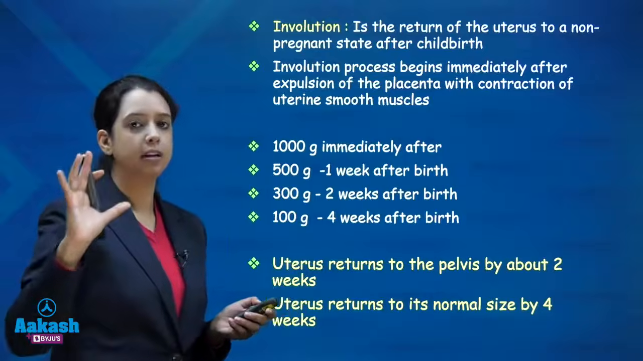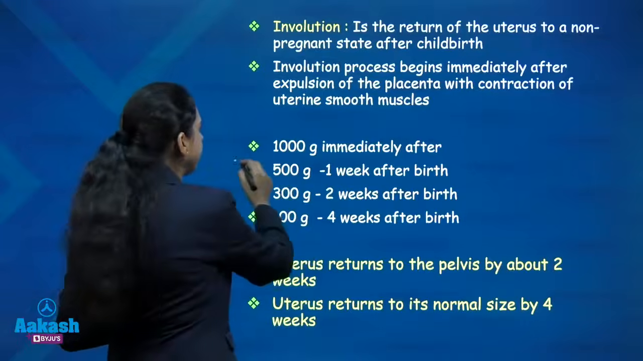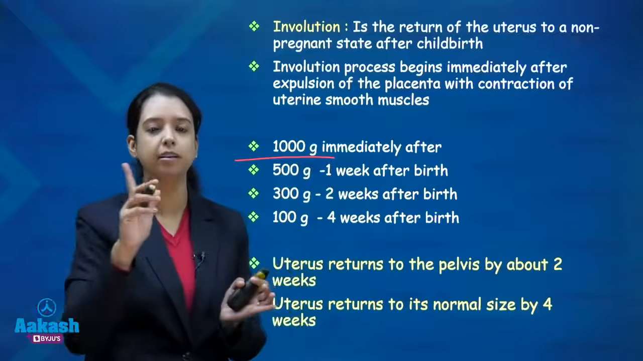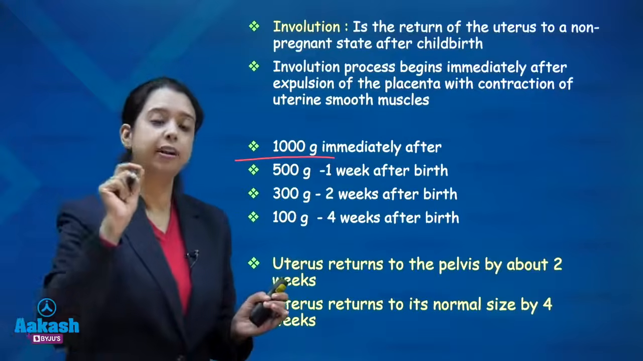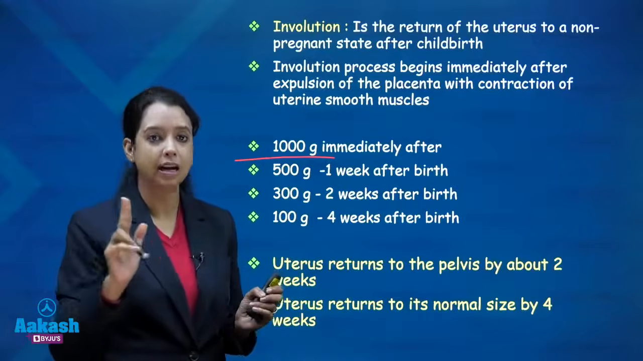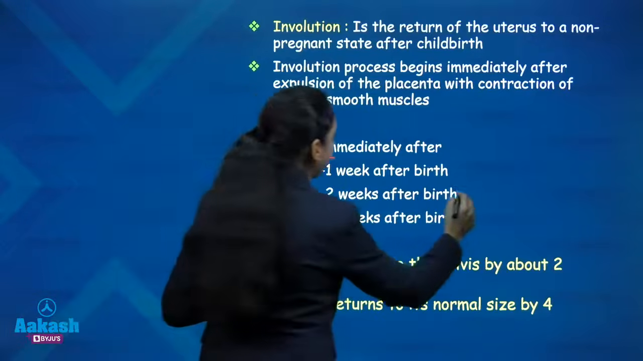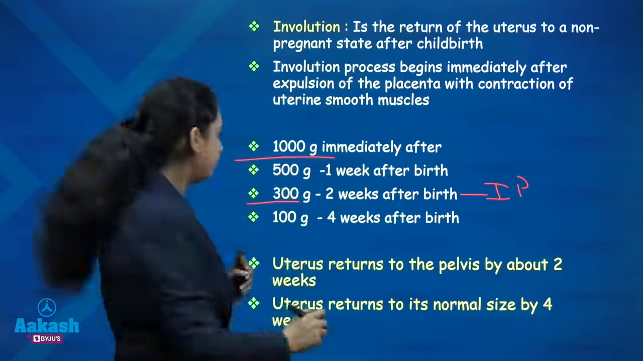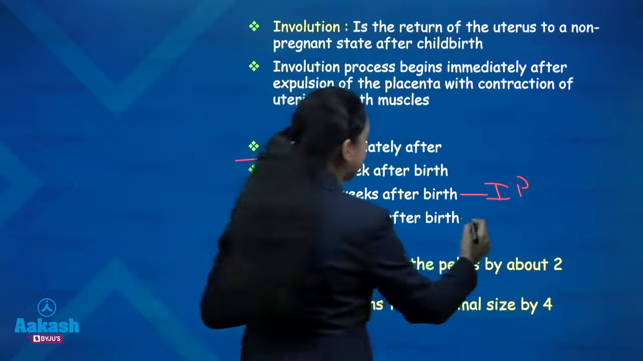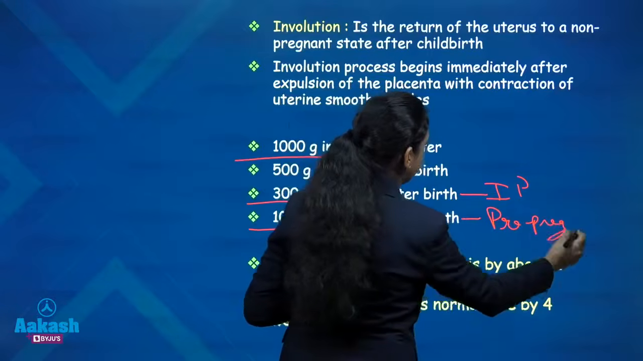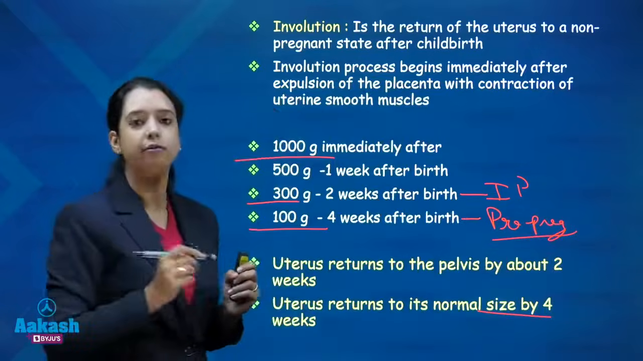Now immediately after delivery it has been seen that the uterus is 1 kg. Okay, excluding the fetus and the placenta, everything has moved, the uterus is 1 kg. After 1 week the uterus is 500 grams and after 2 weeks the uterus is 300 grams. So at 2 weeks, the uterus is intrapelvic. At 4 weeks, the uterus is 100 grams. It means it has come to its pre-pregnant state. The involution is complete. So involution is complete at 4 weeks.